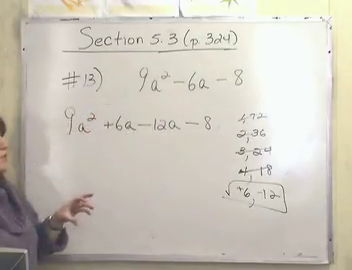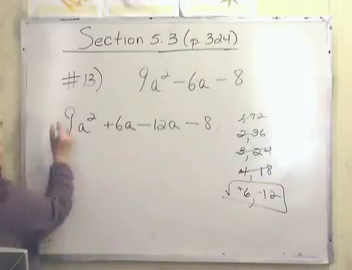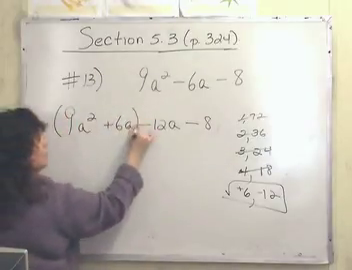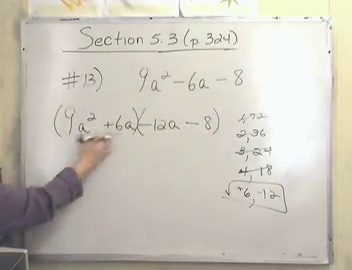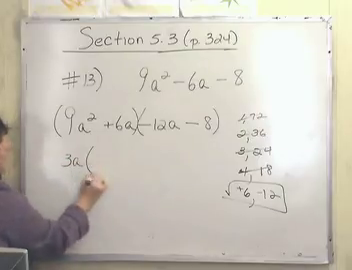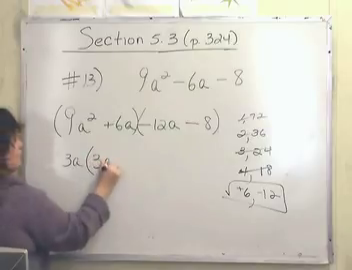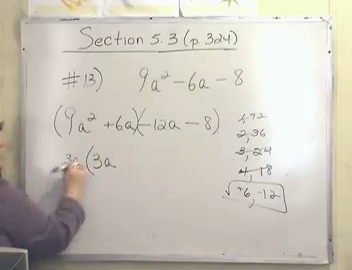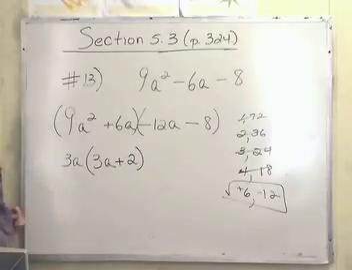Now that you have rewritten this polynomial, you would factor this by grouping. Group the first two, group the last two. In the first group, we can factor a GCF of 3a. 9a squared divided by 3a is 3a. Positive 6a divided by 3a is positive 2.